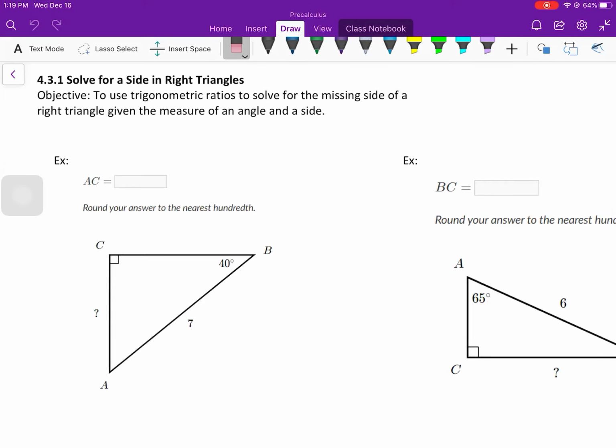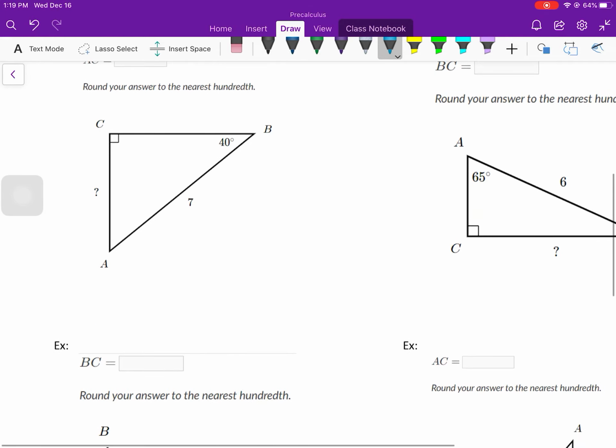Let's go ahead and use SOHCAHTOA, that's right triangle trig ratios, to solve for the missing side. Now we can do this just given the measure of an angle and the measure of a side. That's what's really cool about this. So our reference angle on the first one is 40 degrees. Now I realize this only works for right triangles. We have to do what's called law of sines and cosines if you don't have a right triangle, and we'll take a look at that in the next unit.